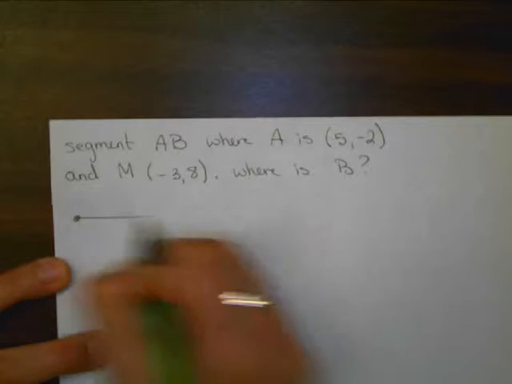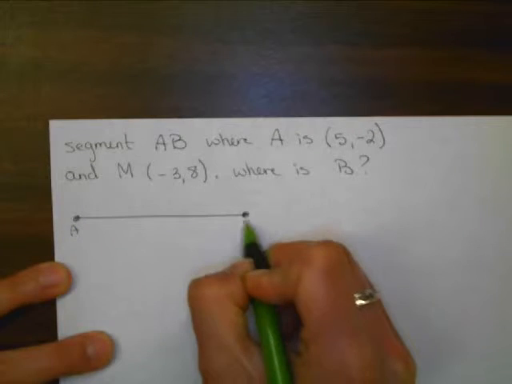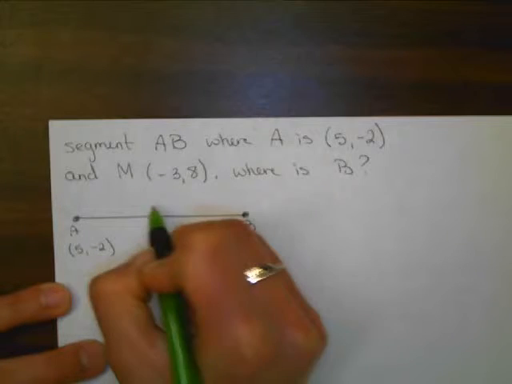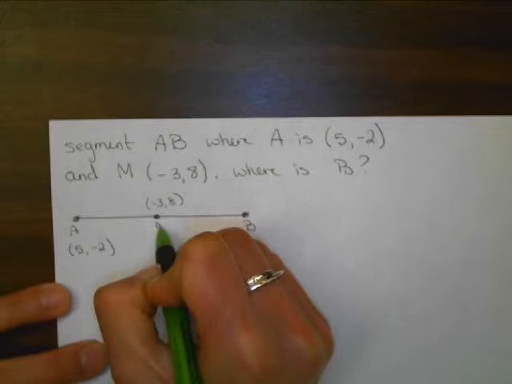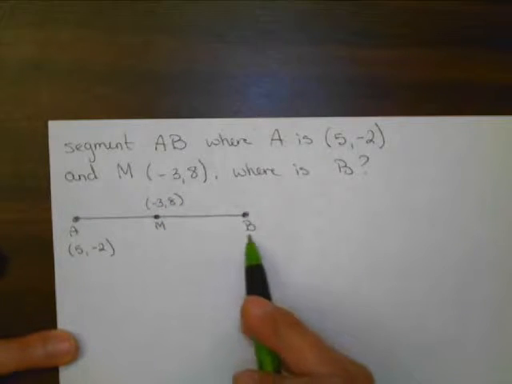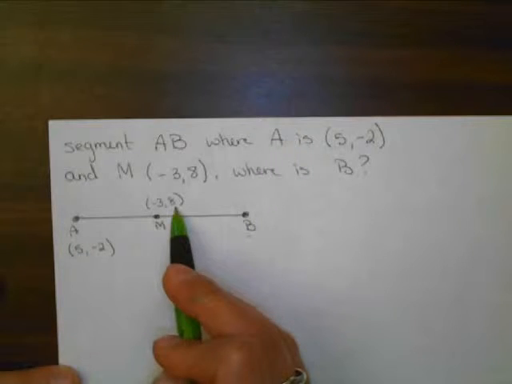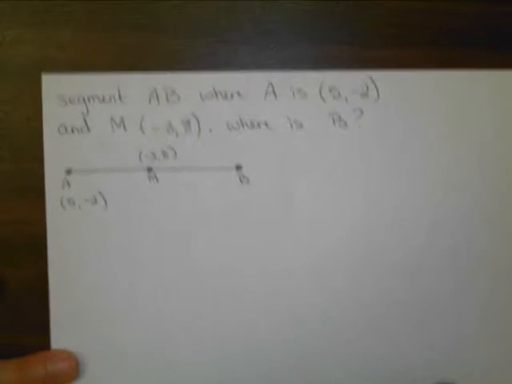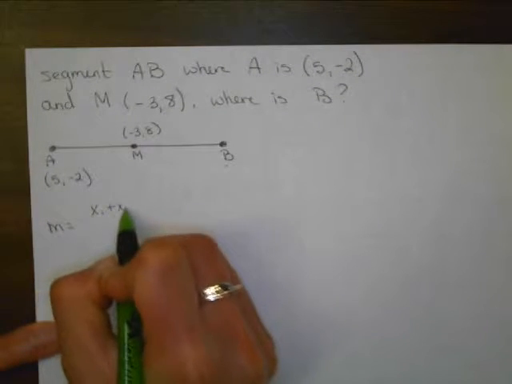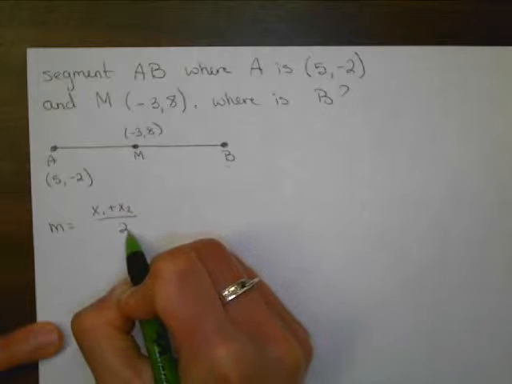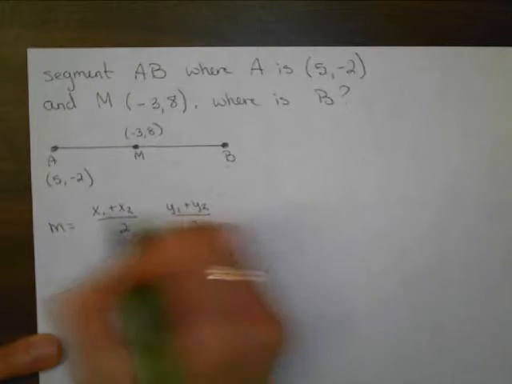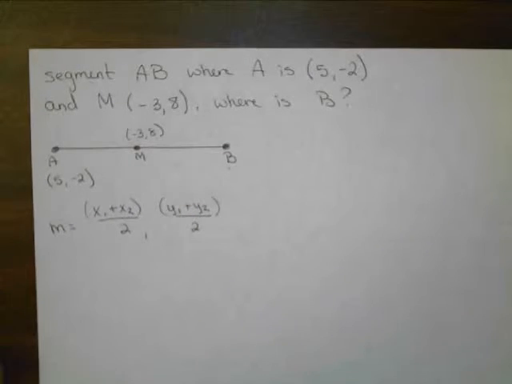So if we think about this, we have a segment AB, so here's A, here's B. We know this is at (5, -2), and my midpoint in the middle here is at (-3, 8). So I need to figure out what x and y value makes up B so that the middle is (-3, 8). Well, to do that, all we do is use our midpoint formula. If you remember, the midpoint formula is (x1 plus x2 divided by 2, because you're taking the middle, and then y1 plus y2 divided by 2), where these are in parentheses.